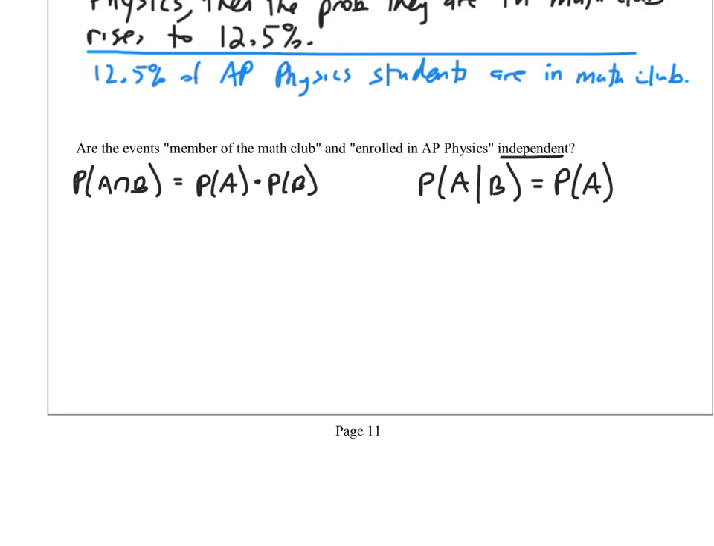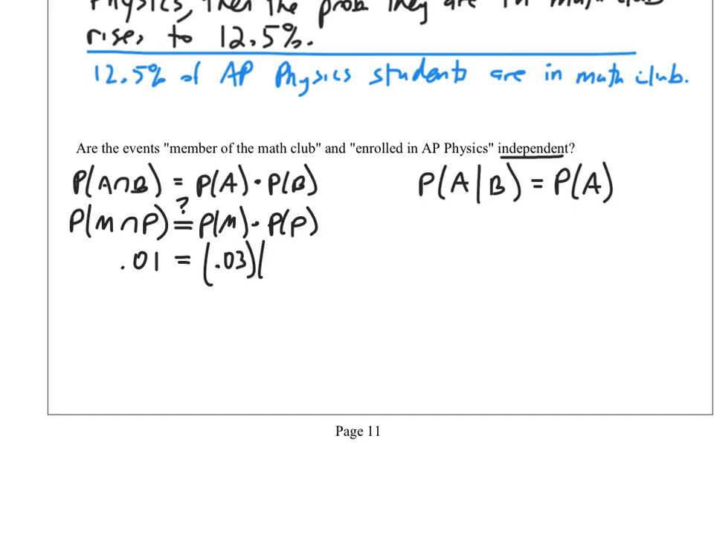So if we look at that table up top again, we're talking about math club and physics. Is the probability that you're in math club and AP physics equal to the probability of math club times the probability of being in AP physics? Math club and physics was 1%, 0.01. All of math club was 0.03, and all of physics was 0.08. So 0.03 times 0.08 is 0.0024. Is 0.01 equal to 0.0024? No, it is not. So we can say they are not independent.